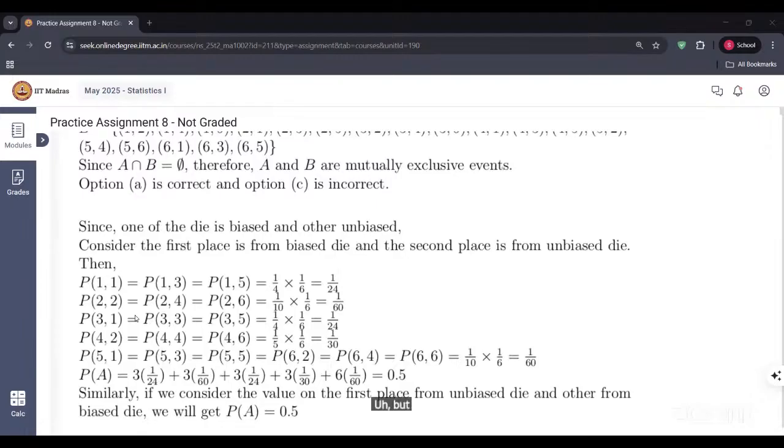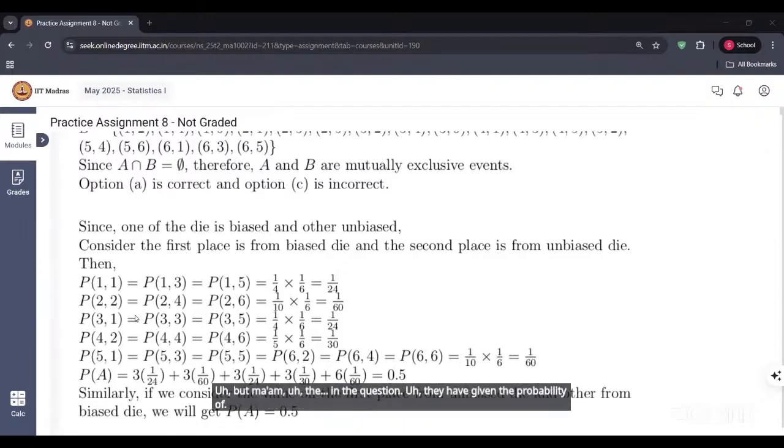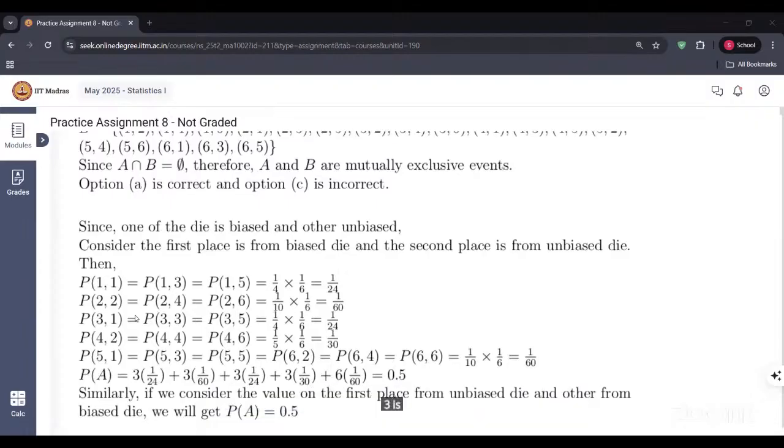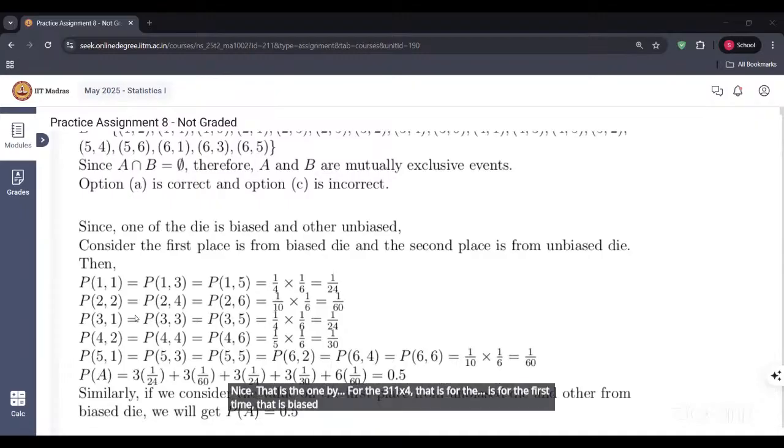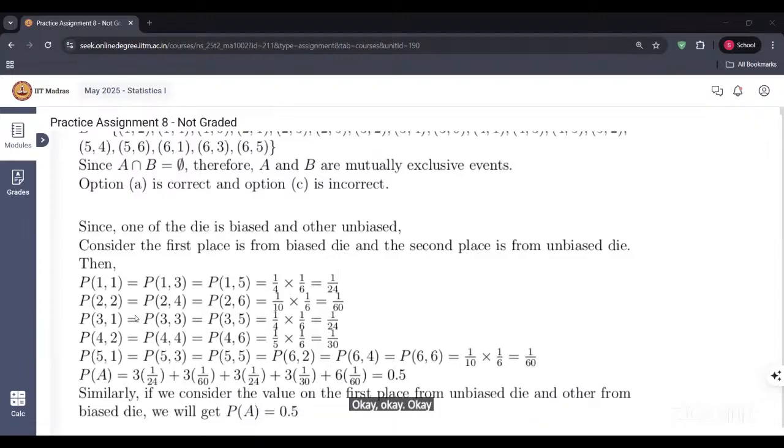But ma'am, in the question, they have given the probability of 3 is 1/4, right? Yes, but you write 1/6 here. That 1/4 for the 3 is for the first die. That is the biased die, right?